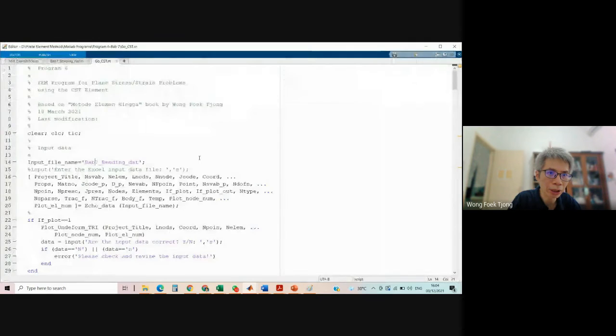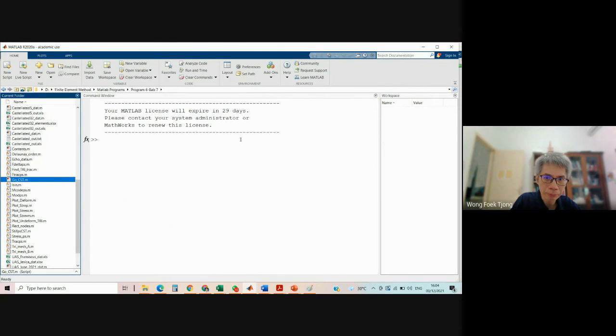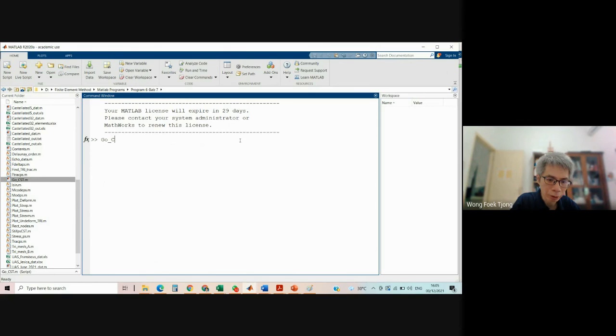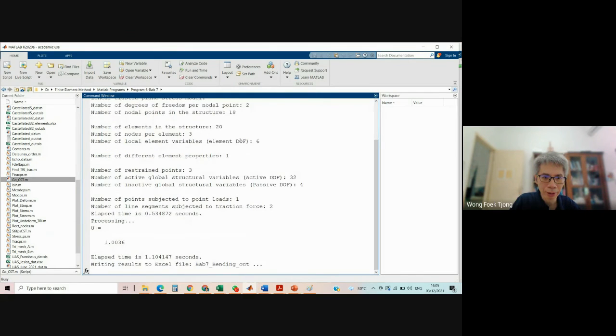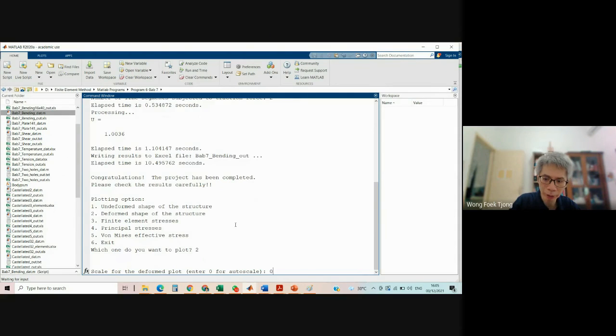Let me control the input first. The input will be the output, I mean. Okay, let it be like this, and then run GoCST. Okay, this is the strain energy, and then writing the output. And this is the deformed shape, deformed and undeformed as usual.